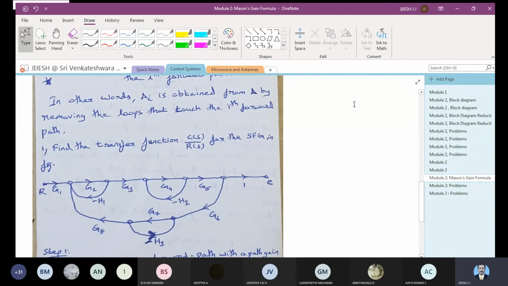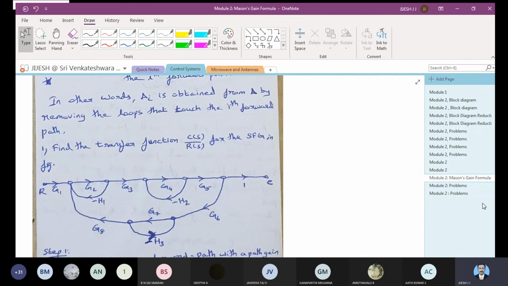So all of you have drawn this figure. Yes, sir. Okay. How many forward paths are there in this figure? Tell first. How many forward paths are there? Forward path means once you leave a node, you should not come back to the node again. How many are there? Don't worry, you can say that.